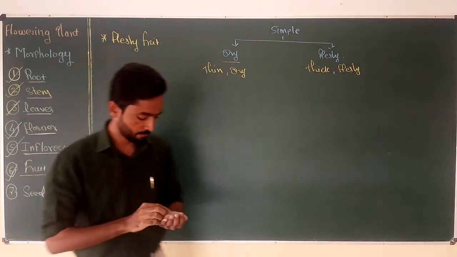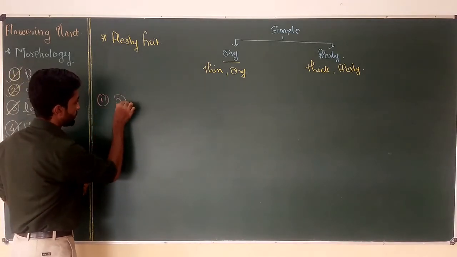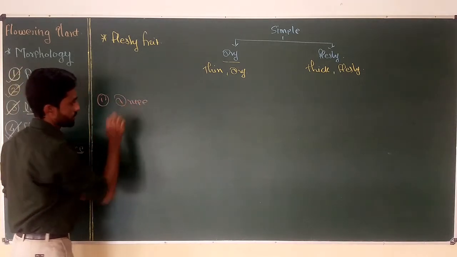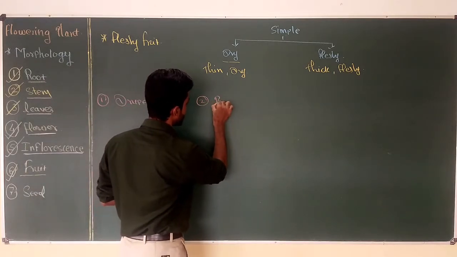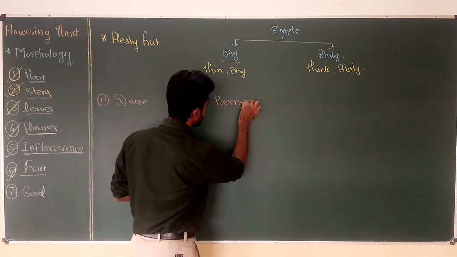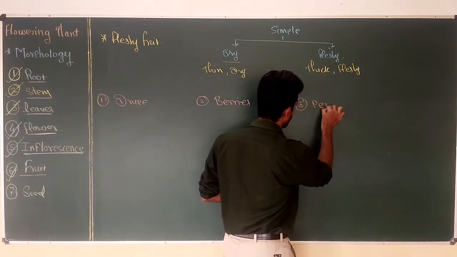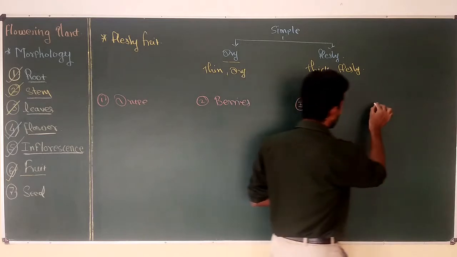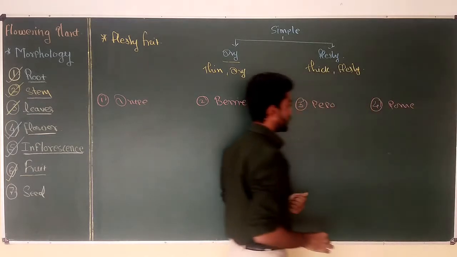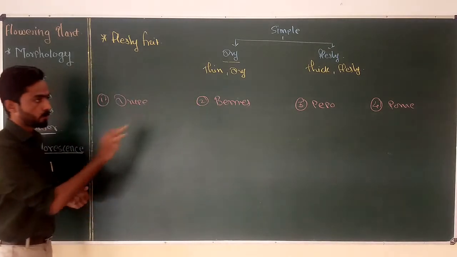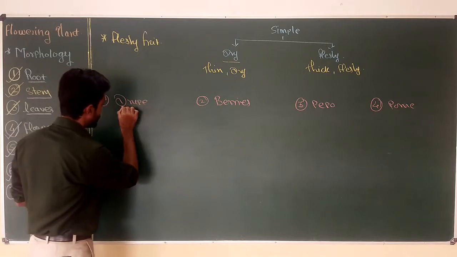The first type of fleshy fruit, which is an important one, is drupe. The second type is berries. Third is pepo, and the last is pome. So I'm going to focus on these 4 types in this video. Okay, so the first is drupe.